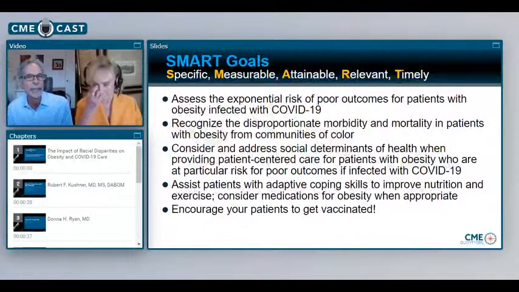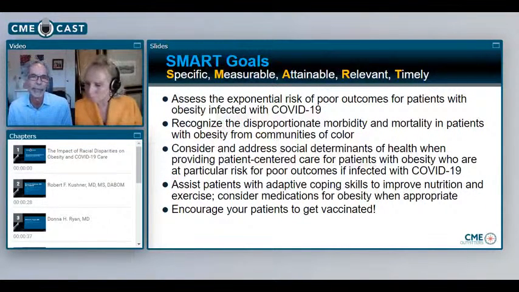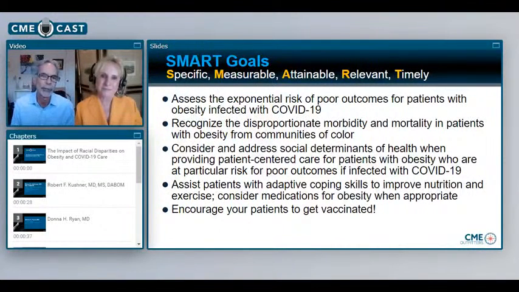I want to end up this podcast by just going over SMART goals. SMART goals stand for specific, measurable, attainable, relevant, and timely. And this is what we use when we talk about behavior changes with individuals. But I'm going to use SMART goals for you as listeners as takeaways.